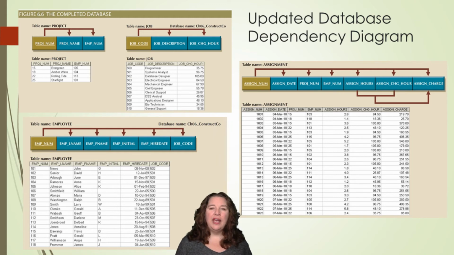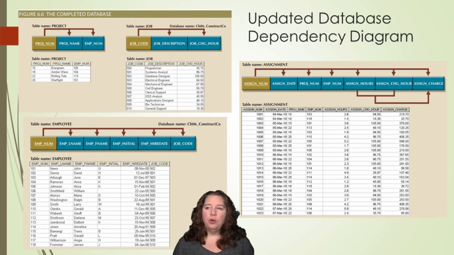And then finally, we have our assignment, which is all of our data. The other pieces of information are kind of lookup tables. They're pieces of information about other information. This is our actual data. So for every assignment, we've created a new primary key called assign number. It's just a surrogate primary key. We just created it. We have a date. We have an employee number. We have the assigned hours. And we have the charge per hour, and we have the assigned charge.